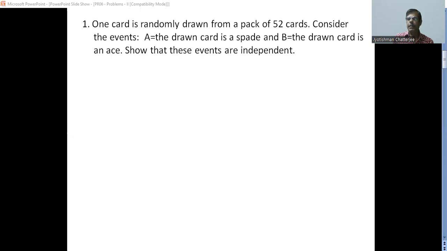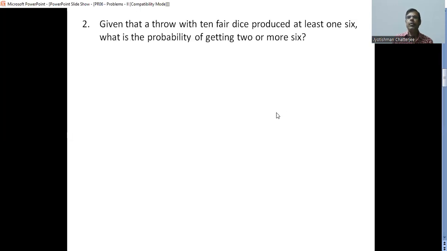Next problem talks about rolling 10 fair dice together simultaneously. And two events are given. We'll have to find out the conditional probability of one based on the other. What are the two events? Event B, at least one 6. In other words, out of those 10 dice rolled, at least one appears to be a 6.